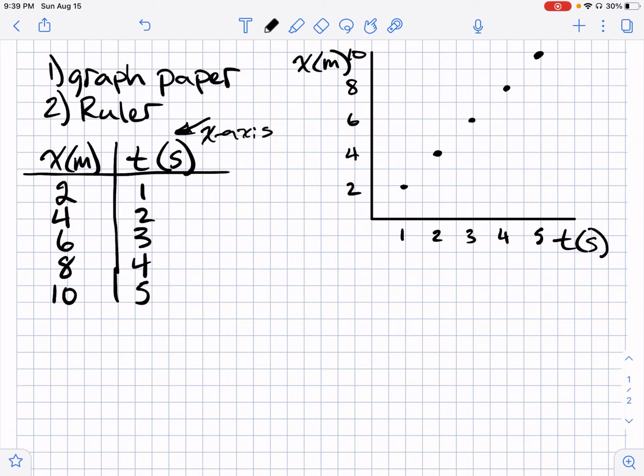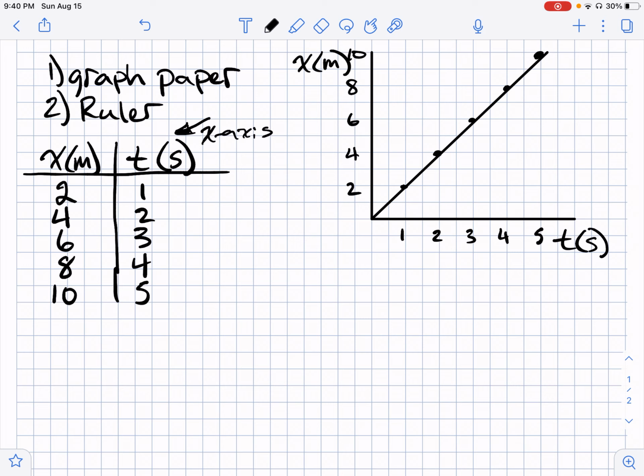The next step is we want to make what's called a best fit line. Your best fit line is going to be an average of your data. Now this one's nice and easy. All we would do is get our ruler and line it up where the average of all our data points are, and then draw a straight line. There we go. So there's our line.